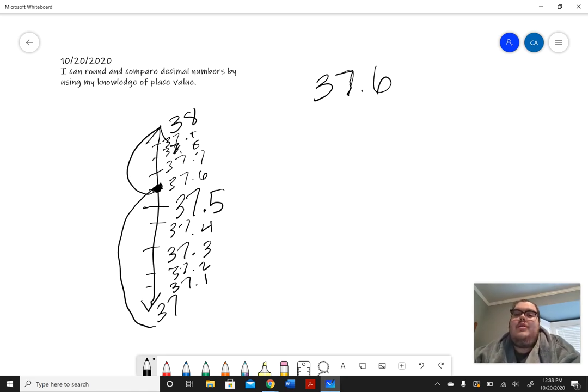You can also remember our trick: if we're looking for the ones place, we can always look to the right. If our number is 5 or greater, we round up, and if it's 4 or less, it stays the same. So here, 6 is 5 or greater, which means we're going to round up to 38. So that's the first one.